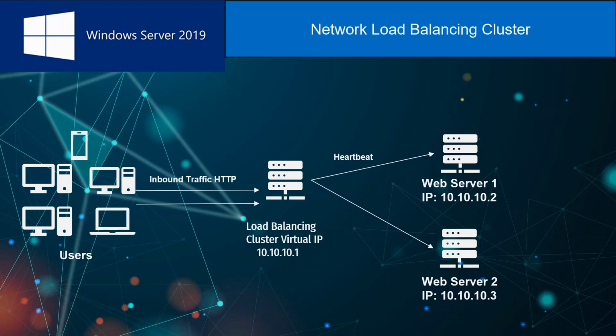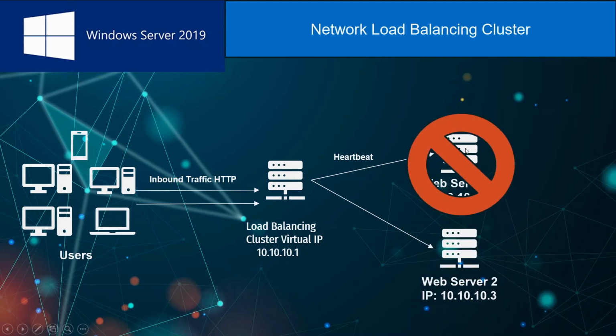So let's say, for example, server 1 is down, as you see now, it's crashed for any reason. So this one is not reachable anymore. So the heartbeat will be sent, checking the health, and conclude that this server is down. So the traffic will be distributed to web server 2.